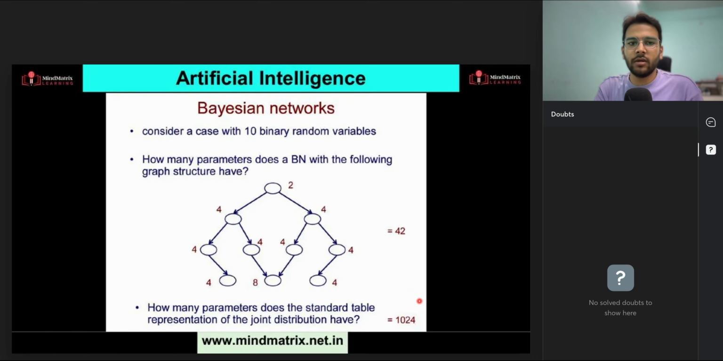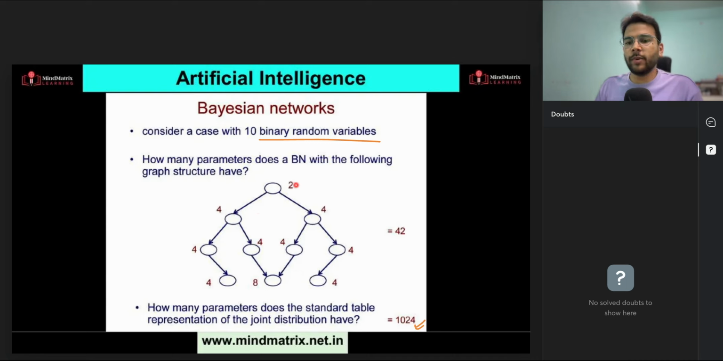Okay. For example, if you see this one, how many random variables are there? 1, 2, 3, 4, 5, 6, 7, 8, 9, 10, right? And let's say all are binary, so 10 binary random variables are there. So 2 raised to power 10. So ideally it should be 1024. But what about this one?